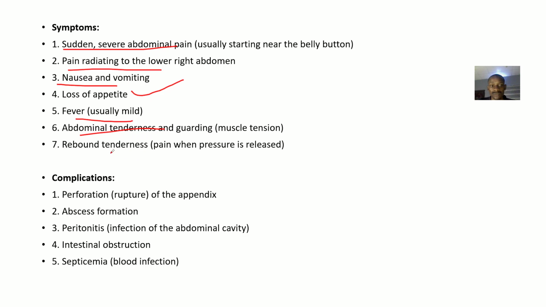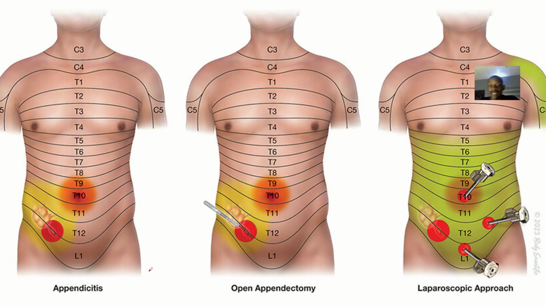There's rebound tenderness. Rebound tenderness is when you are pressing the place, the patient is okay, but when you remove your hand, that's when the pain comes. So that's what we call rebound tenderness. Then complications now, all right? This inflammation could lead to rupture. It could lead to abscess formation. It could lead to peritonitis, which is inflammation of the abdominal cavity. It could lead to intestinal obstruction. It could lead to septicemia, which is blood infection.